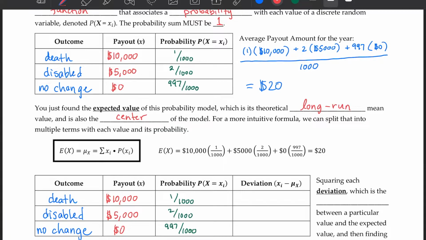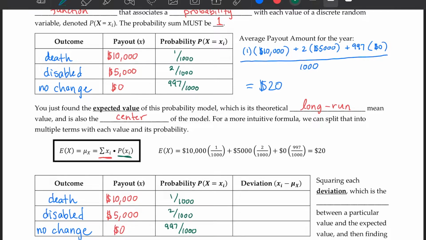And so there's a formula here for us. E of x, that's the same thing as mu sub x, and you can see it there. It's the sum of x sub i's, those are all of our payout amounts, times the probability of x sub i, those are all those probabilities. So we have what's in our red column there and what's in our green column there. I reworked it out, matching up with that, and you can see how it all works out to still be $20.